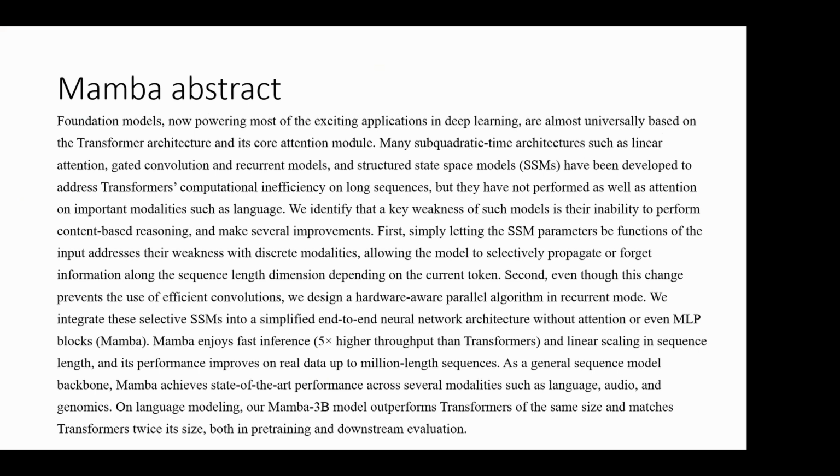Okay, so it says: foundation models, now powering most of the exciting applications in deep learning, are almost universally based on the transformer architecture and its core attention module. Many subquadratic-time architectures, so full attention is quadratic. People have tried building Performer, Linformer, whatever, sparse this, RWKV, whatever, these subquadratic, faster-than-quadratic architectures, such as linear attention, gated convolution, and recurrent models, and structured state space models, have been developed to address transformers' computational inefficiency on long sequences, but they have not performed as well as attention on important modalities such as language.